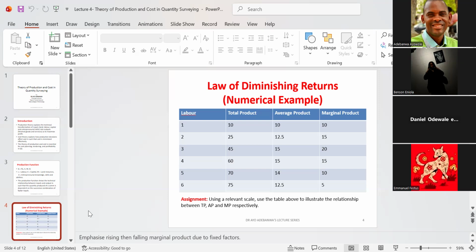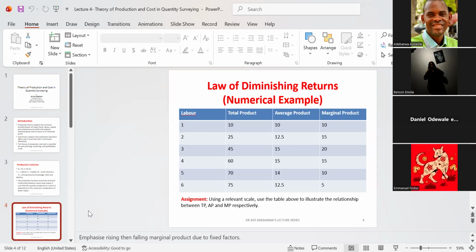Now, the law of diminishing returns. I like to say that the slides are not exhaustive; I only put major points there. The law of diminishing returns is one of the laws of production. It says that the more of a variable factor you add to a fixed factor of production, the lesser the total output. You can see that from this table.